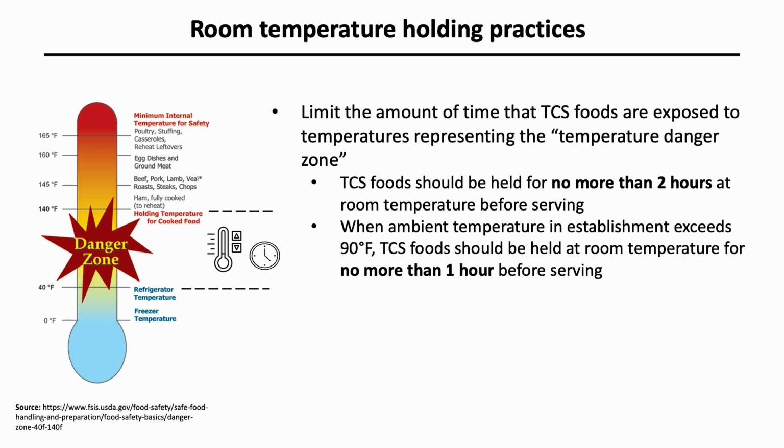In general, establishments should limit the amount of times that TCS foods are held at temperatures within the temperature danger zone, which includes allowing foods to sit at room temperature. Specifically, TCS foods should be held for no more than 2 hours at room temperature before serving. Additionally, in cases where the ambient temperature in the establishment exceeds 90 Fahrenheit, TCS foods should be held at room temperature for no more than 1 hour before serving.